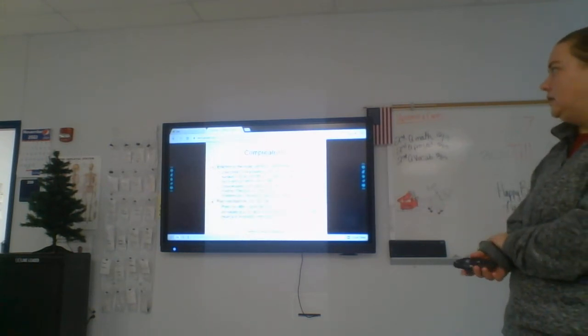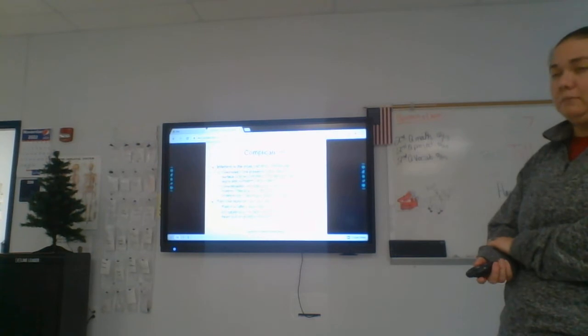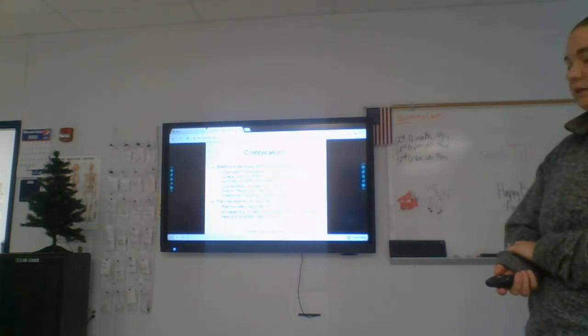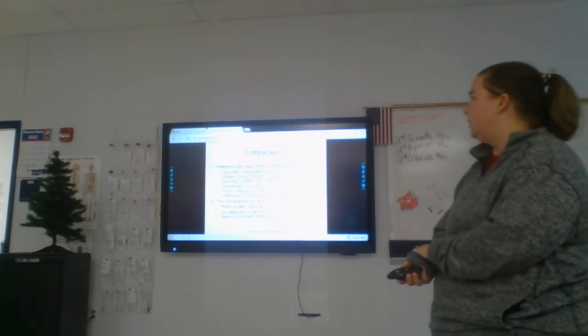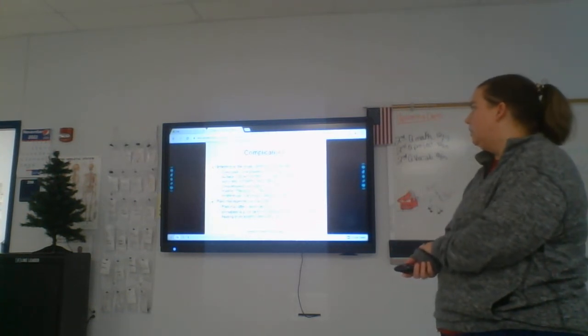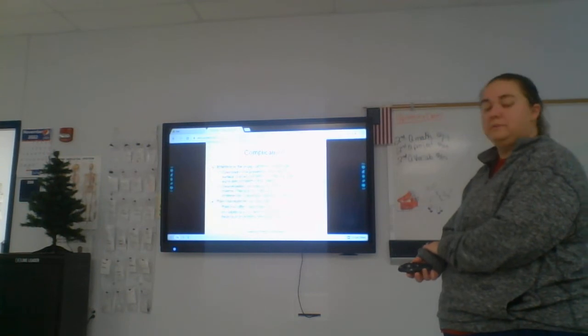Complications from pressure injuries. Infection is the most common complication, and this can even cause death. If the infection is colonized, that means there's the presence of bacteria on the wound surface or in the wound tissue. The patient does not have signs or symptoms of an infection.